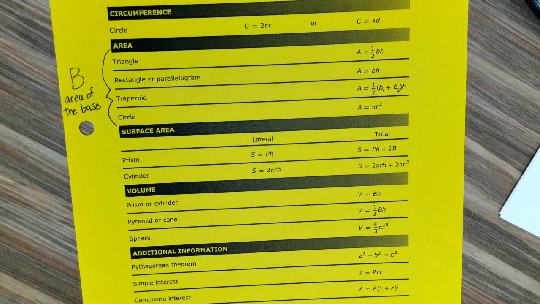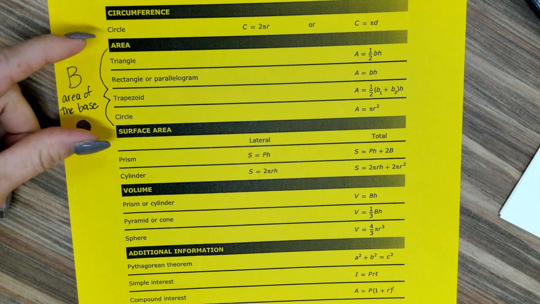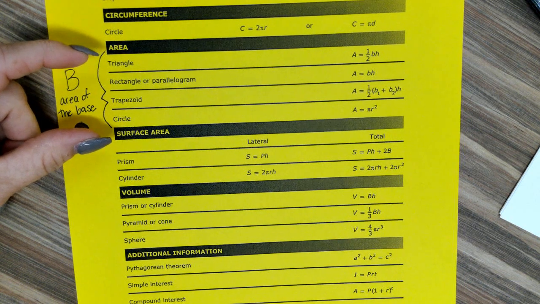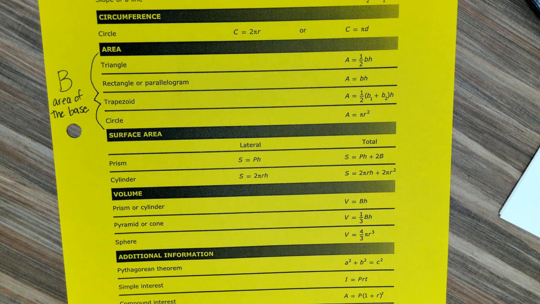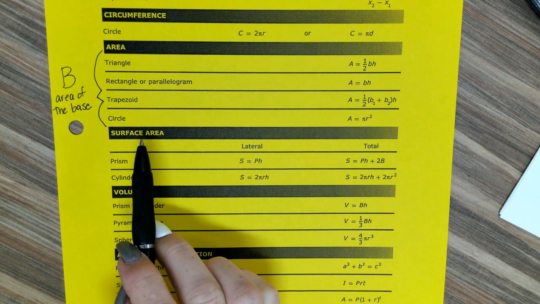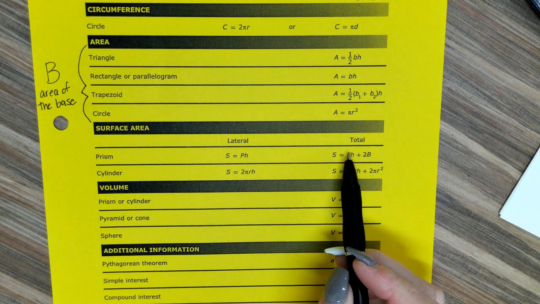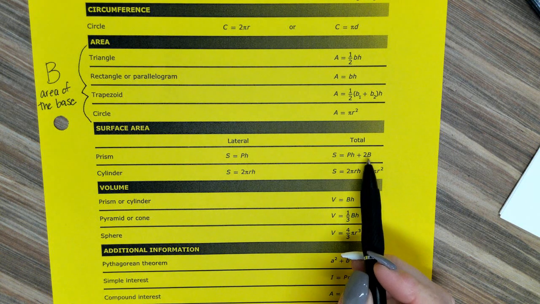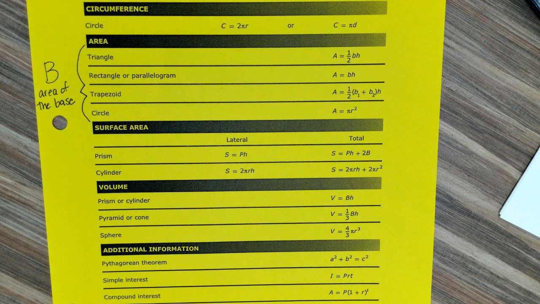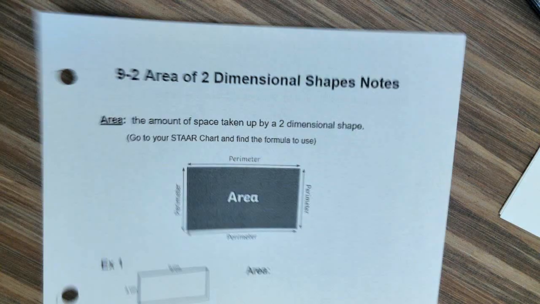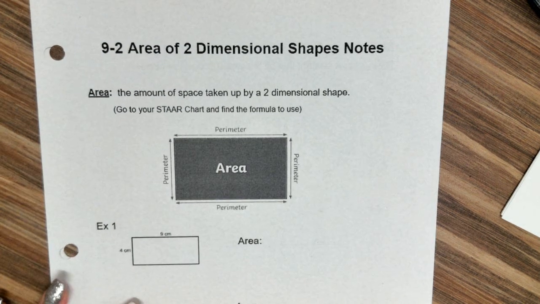So anytime you see a big B in a formula, it means area of the base. So you're going to come to this section of your star chart to see how you're going to go about finding that area. Okay, again, on Monday, we are going to start learning these two formulas right here. And the P means perimeter of the base, and the B means area of the base. So today we are focused on area. So I want you to go back to your notes, and let's talk about area.